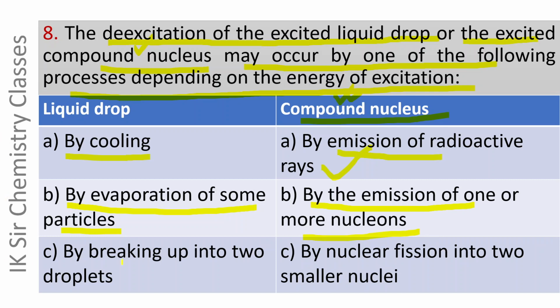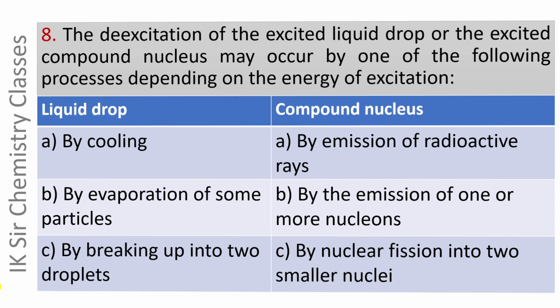And finally, the liquid drop may come to a lower energy level by breaking into two smaller droplets. Similarly, the excited nucleus may undergo de-excitation by fission into two smaller nuclei, and this process is called nuclear fission.